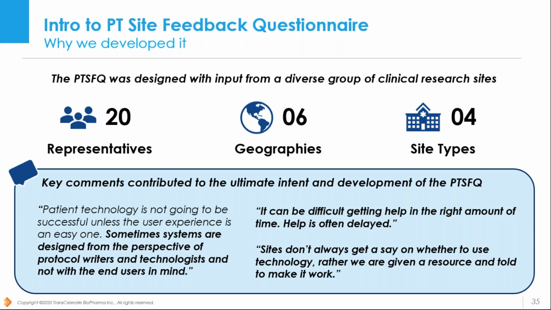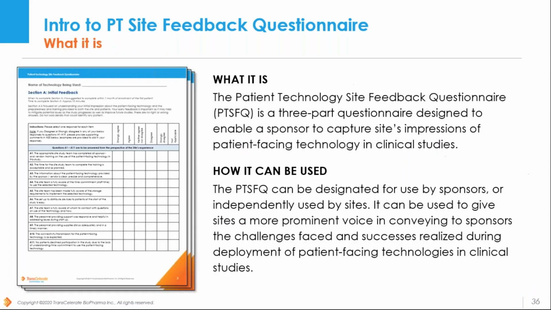You can say it can be difficult getting the right help in the right amount of time. There's often a delay. Many systems are designed from the perspective of protocol writers and technologies and may not have the end user in mind. And probably another very key one, sites don't always get to say whether to use technology. So in our interactions with sites, I think they sometimes felt also that their voice wasn't always heard. So we tried to create a way to create an environment between sponsors and sites to drive that engagement and feedback cycle. So if we go to the next slide.